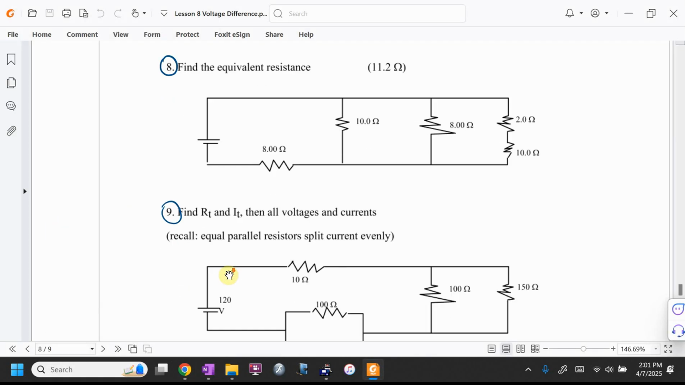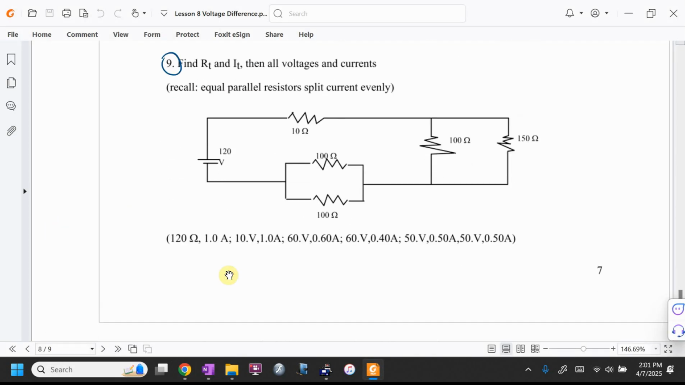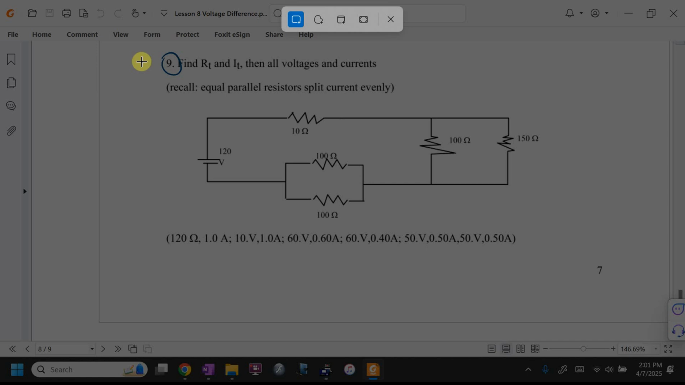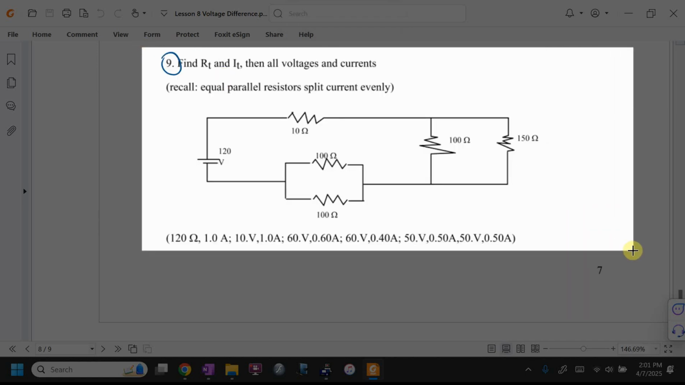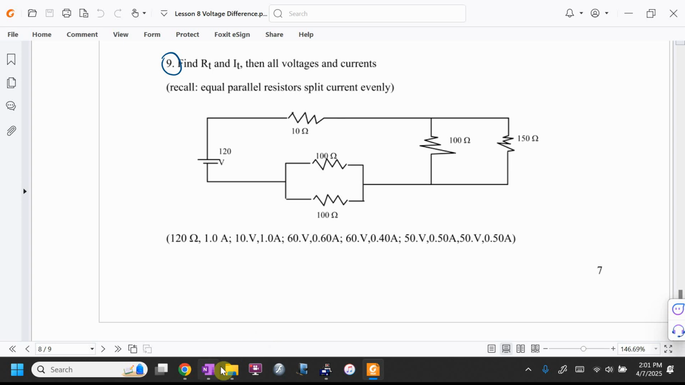Find I total, R total, and then all voltages and currents. I can already tell you that this question is going to need to be rewritten. I don't see two things anywhere. We'll include the answers just in case I need to check them.